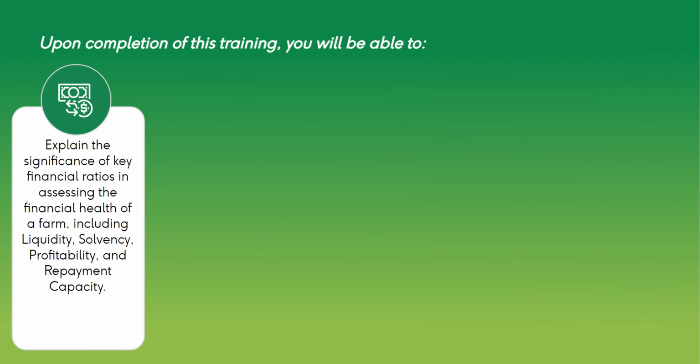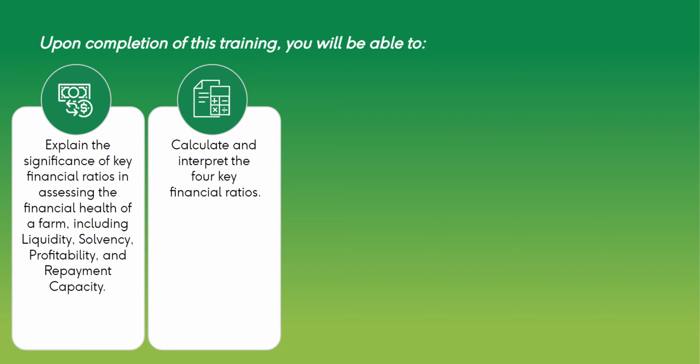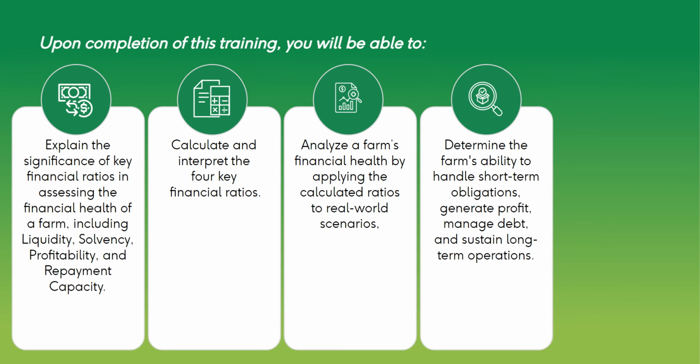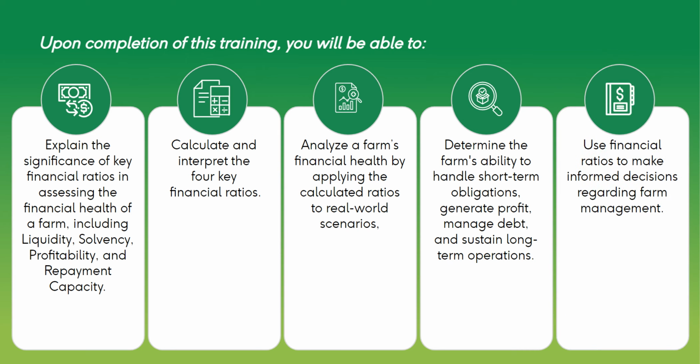Upon completion of this training, you will be able to explain the significance of key financial ratios in assessing the financial health of a farm, including liquidity, solvency, profitability, and repayment capacity. Calculate and interpret the 4 key financial ratios. Analyze a farm's financial health by applying the calculated ratios to real-world scenarios. Determine the farm's ability to handle short-term obligations, generate profit, manage debt, and sustain long-term operations. And use financial ratios to make informed decisions regarding farm management.